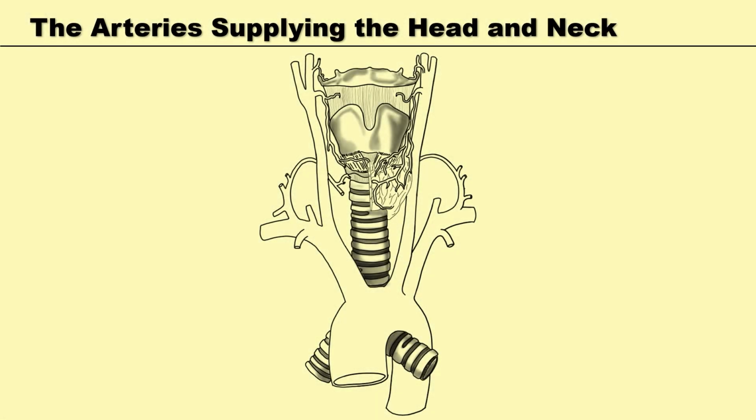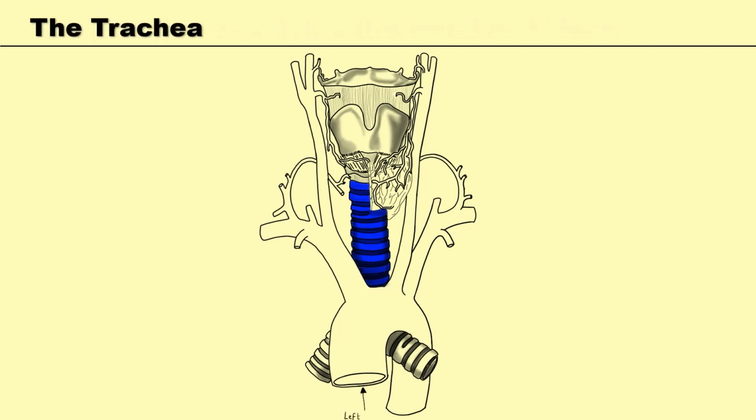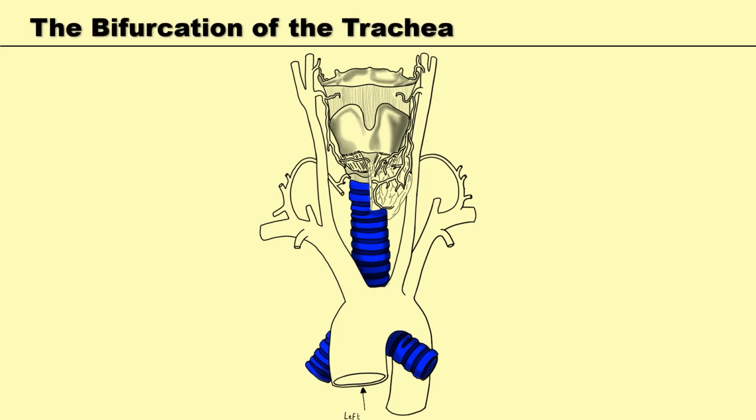This image represents a sketch of the anterior neck, and firstly we need to remind ourselves of some of the existing anatomy that we have looked at. Here is the trachea, or the windpipe as it is more commonly known. It bifurcates at the level of the sternal angle into two bronchi, the left and the right.